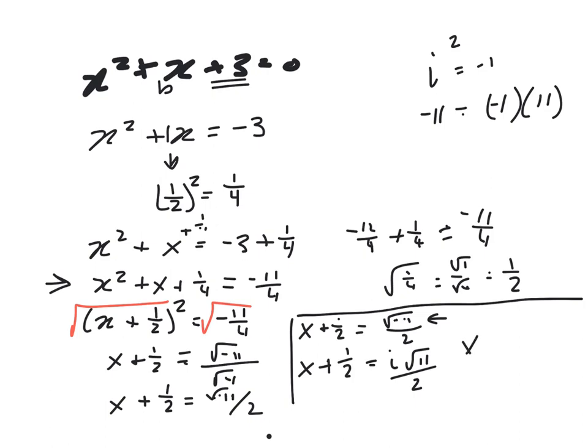So x equals -1/2, because I had to move that 1/2 over, plus or minus, because it's a square root, i square root of 11 over 2. And that's where the answer came from.